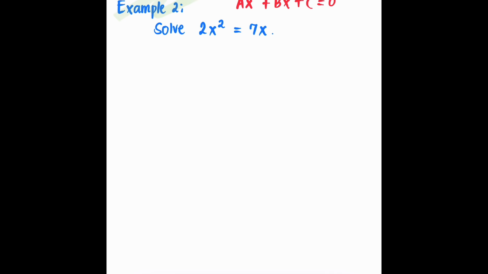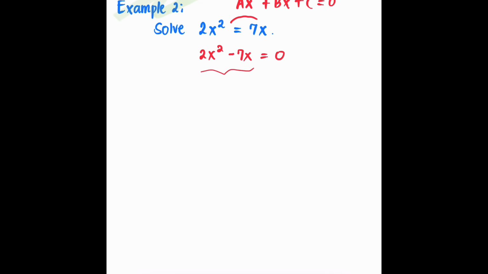Right? So first we need to rearrange it. So gather all the terms on one side and equate to 0. So you have 2x squared. 7x jumps over the equal sign, moves to the left. So from positive, it will become negative. Then equate it to 0. So we only have two terms to work on.